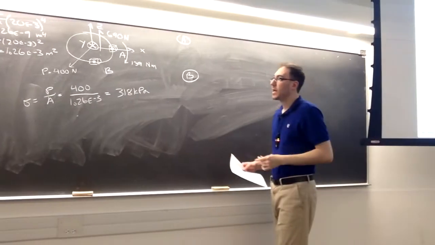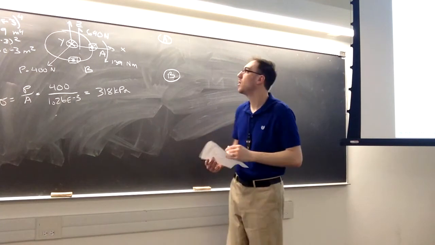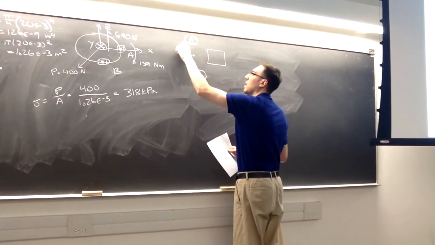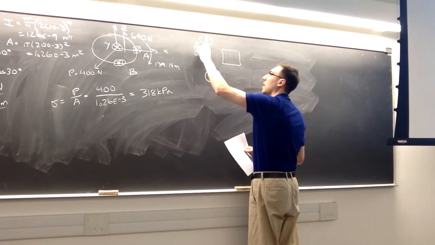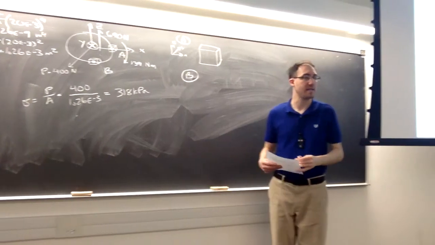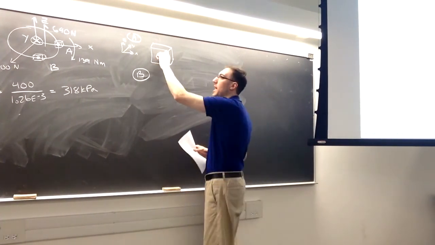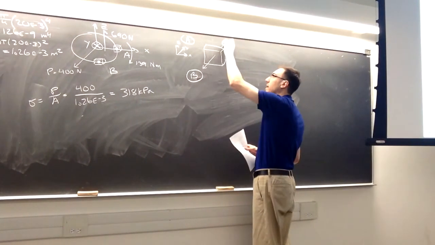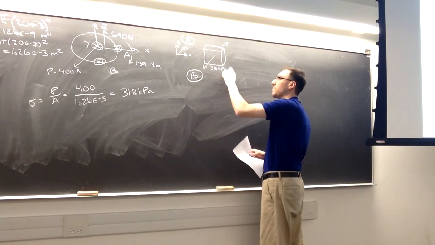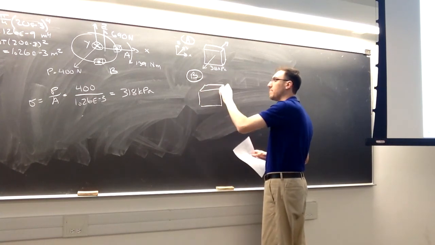kilopascals. Here, the sign on P is important because this will tell us, is it tension or is it compression? Because P was positive, that means that the axial stress is tensile. So on that front face, it's going to be pulling with a value of 318 kilopascals, and it'll have the same effect on A and on B.